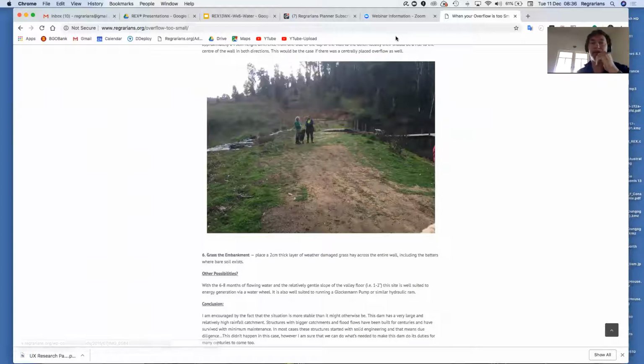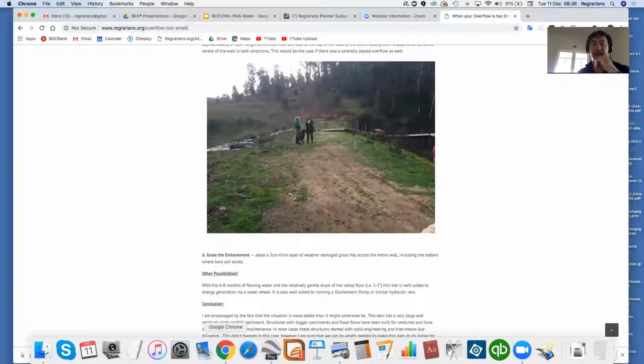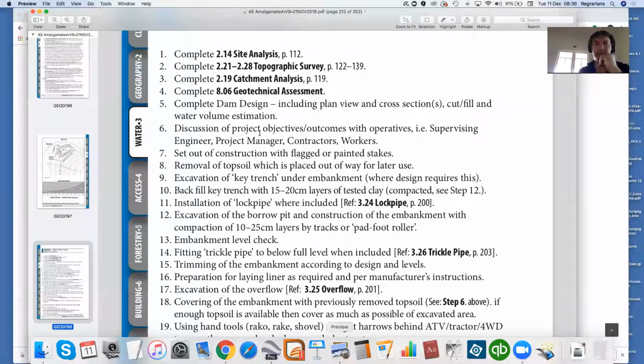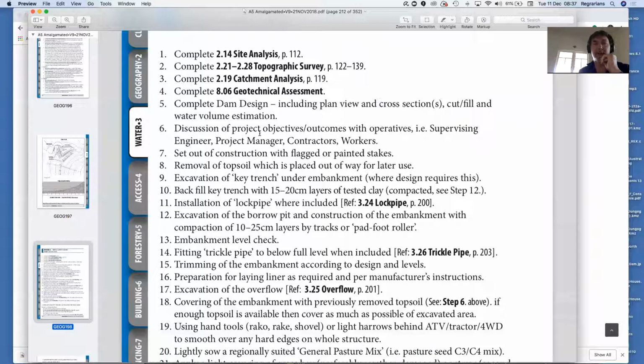So, yeah, have a read through that if you're interested in that sort of thing as a case study. So then we look at the design, which I mentioned just a moment ago. Have a look at how you might do that.